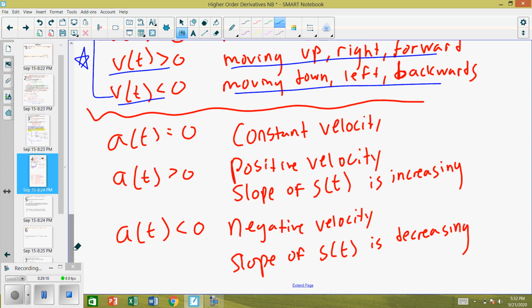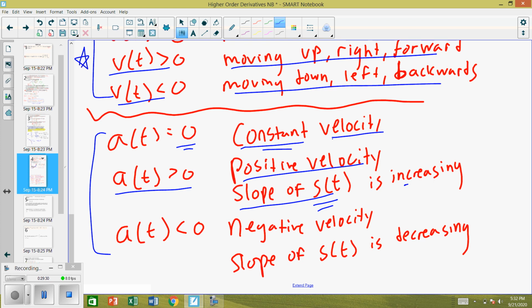What I want you to add to this list is what we know about acceleration now. If acceleration is 0, that means we are moving at a constant velocity. There is no rate of change of my velocity, so the velocity is constant. If A of t is greater than 0, that means the slope of S of t is increasing. We'll discuss that idea more later, but see if you can visualize that. And A of t less than 0 means that the slope of my original function is decreasing. Again, we will discuss all this in more detail later.